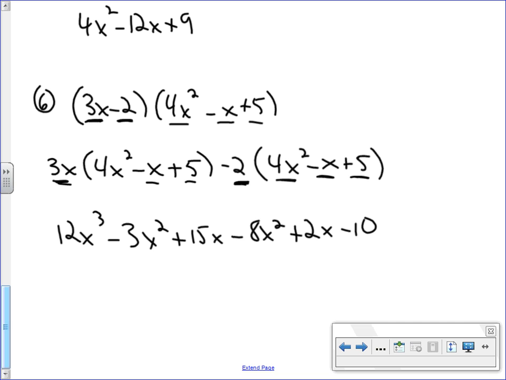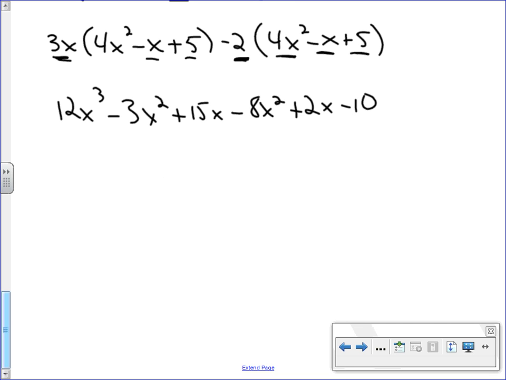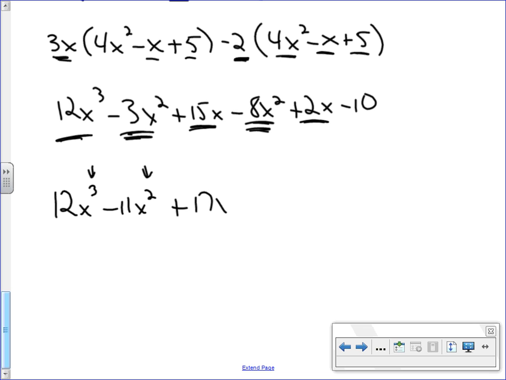These problems tend to be a little bit messier, there's a little bit more going on. Start with the highest power and write it down. Then look for anything with the next highest power, x squared, and add or subtract those. Minus 3 minus 8 is minus 11. That's the cube, the square. Now we're looking for things with just x. 15x plus 2x is 17x, and then at the end, that constant, minus 10. So there's your final answer.